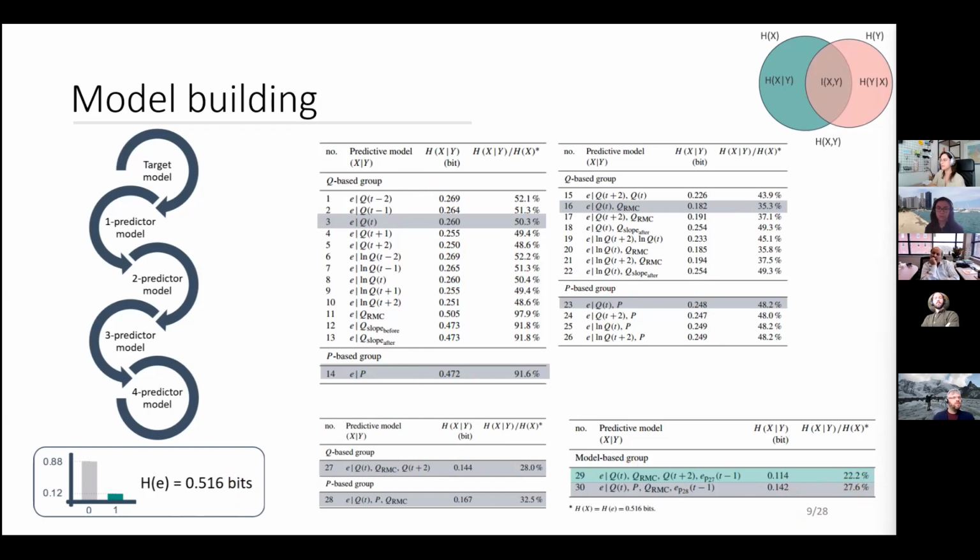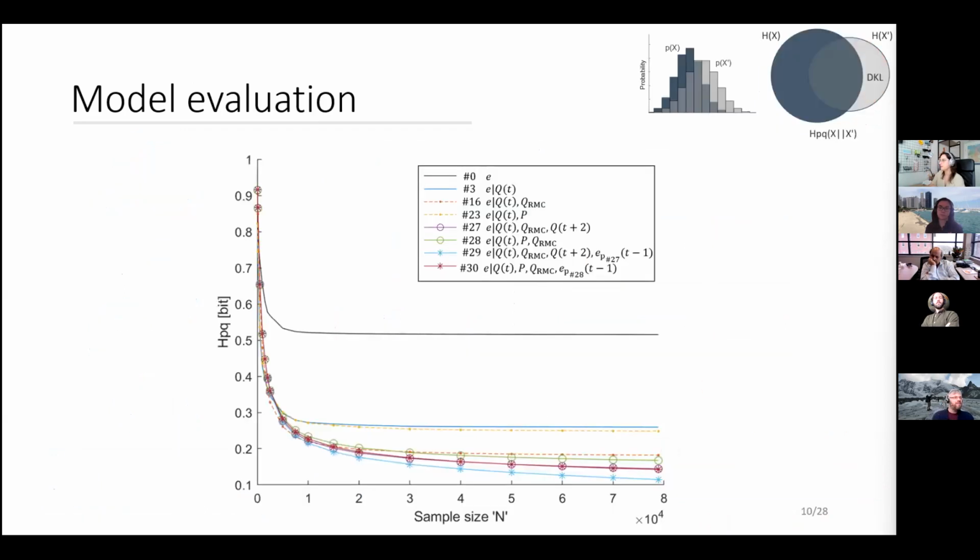But this is good, but this also means that we increase the chance of overfitting our data set to the model, because with more predictors, we have also more variables in the model, but the same amount of data. And then for the model evaluation, we used Kullback-Leibler divergence. We calculate the divergence between the distribution built with a full data set and a distribution built with a sample of it. So we tested different sample sizes and plotted them against the cross entropy.